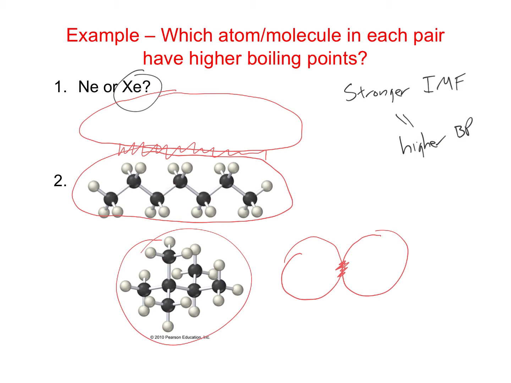Generally, the longer the molecule chain is, the greater the dispersion forces are going to be, and so the higher the boiling point. And so in this case, the first of the carbon and hydrogen compounds will have the higher boiling point.